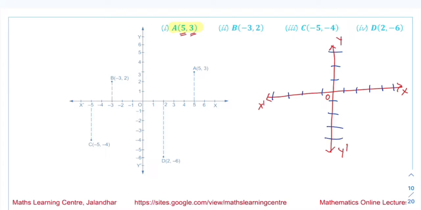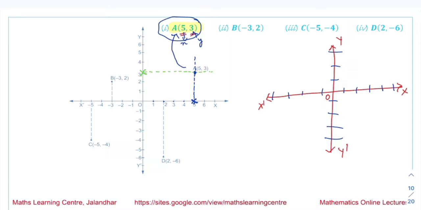The next step is to mark the point (5,3). This represents the x coordinate, and this represents the y coordinate. So we move 5 units, 1, 2, 3, 4 and 5, towards x, and we move 3 positive units towards y. Now we draw a perpendicular here and a perpendicular here. The point where they meet represents point A, (5,3).